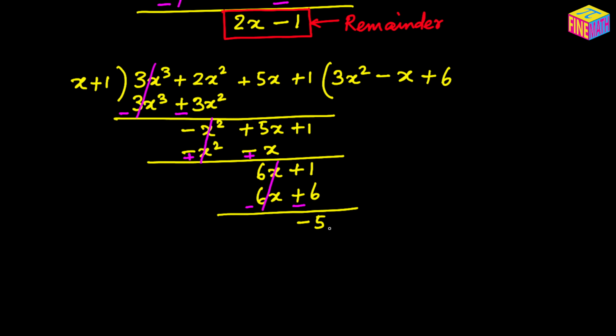There is no x term, that means the power of x is 0, but the divisor has an x term where the power of x is 1. So this division cannot continue anymore, and now we have found the remainder of this division, right? This is the remainder in this case.